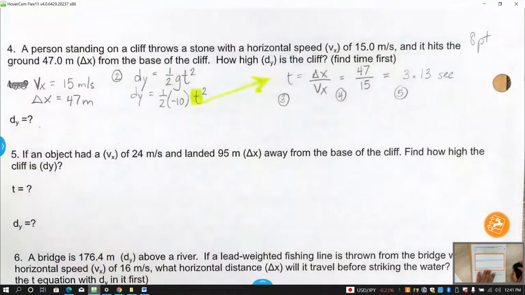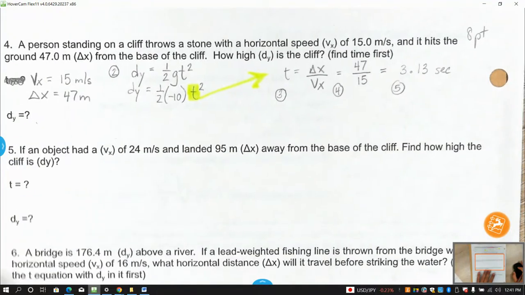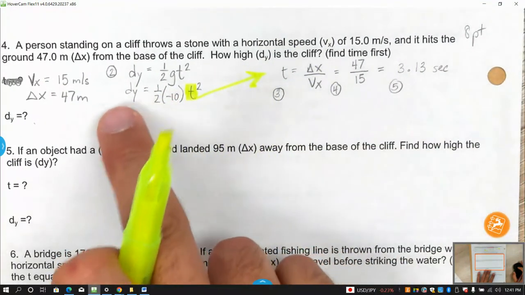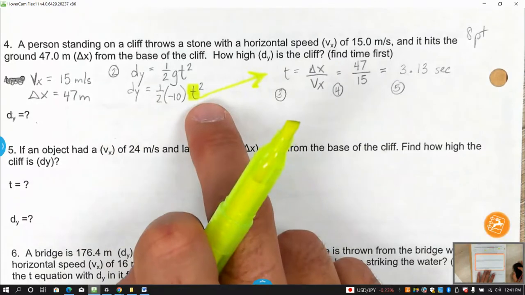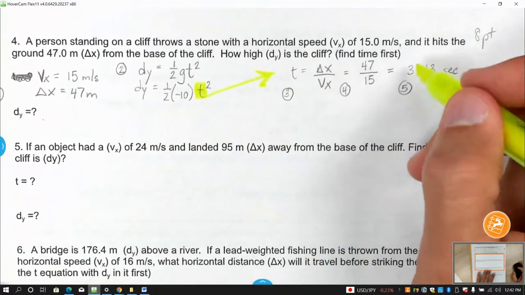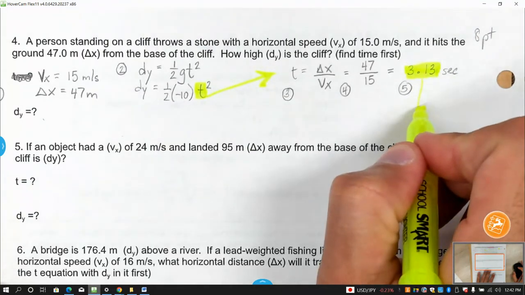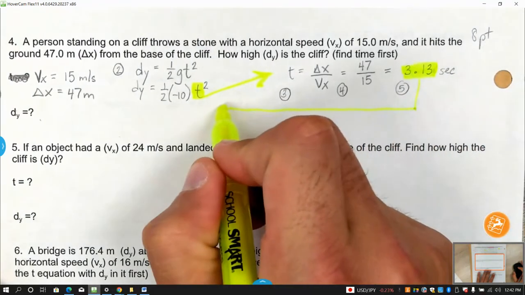So if you stopped here, you'd only get 5 out of the 8 points. Why? Because we never solved for what we originally needed. We wanted dy. We couldn't go there because we couldn't find time. So now that we calculated time, we bring it back now, y'all.